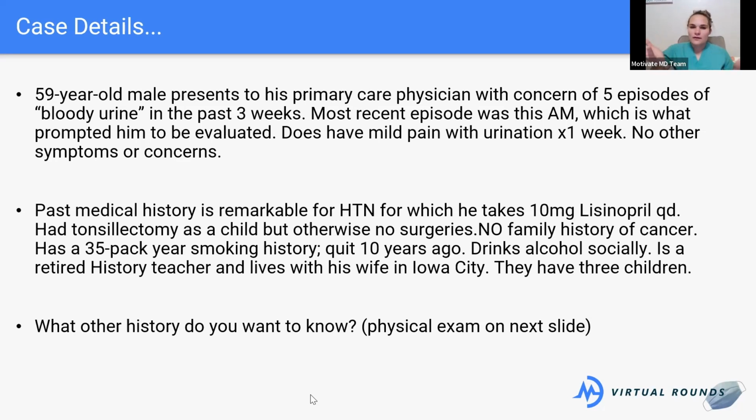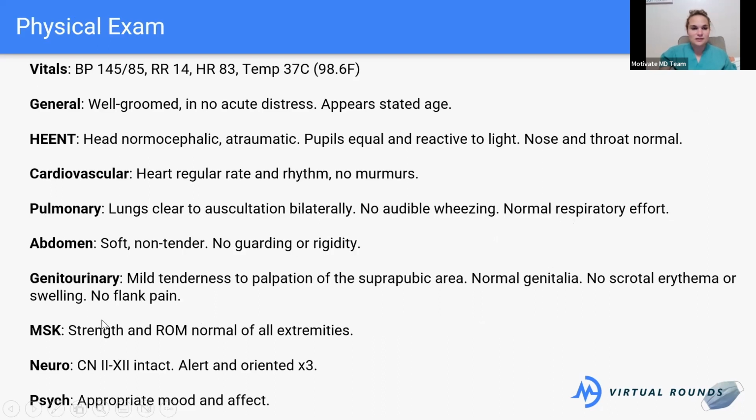This is a pretty good start for a framework, right? Trauma, UTI and urinary stuff, and then potentially kidneys. So we can go ahead and go on to the next slide.